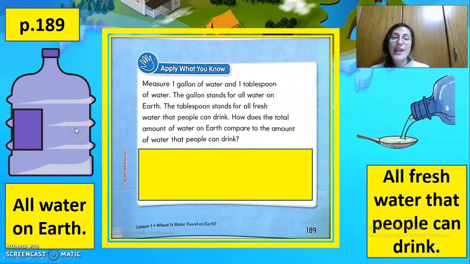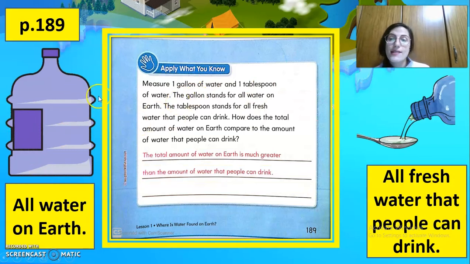When we say compare, it means which one is greater, or we have to say whether it's greater than, less than, or equal to. Clear? So 1 gallon of water represents all the water on Earth, and the tablespoon represents what, guys? The amount of water that we can drink, okay? The amount of fresh water specifically that we can drink. So which one is greater? What do you guys think? Take a minute.